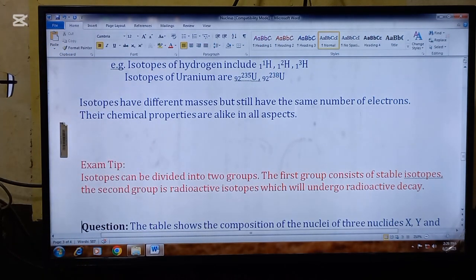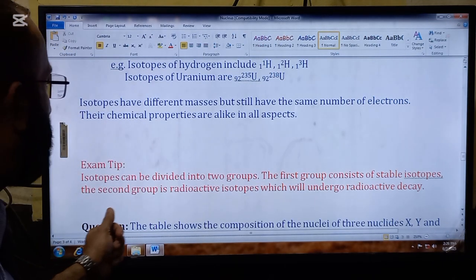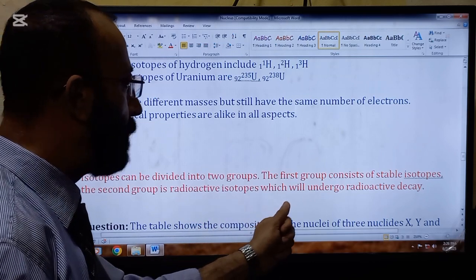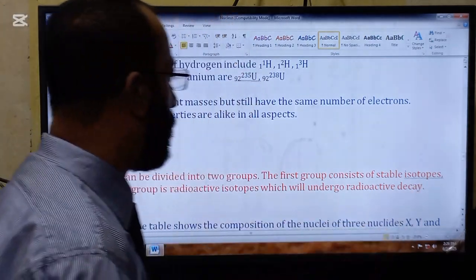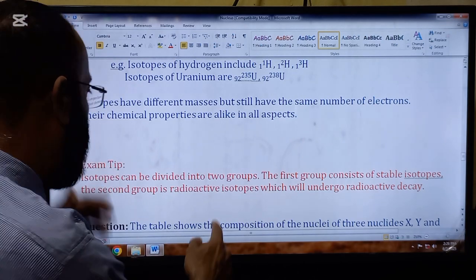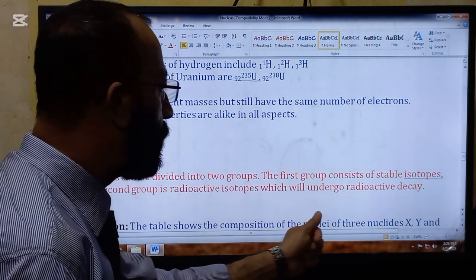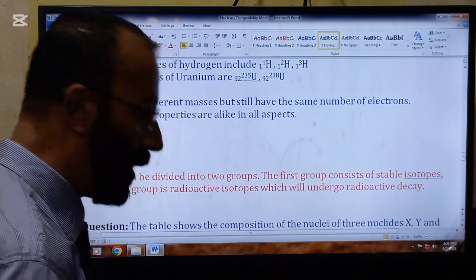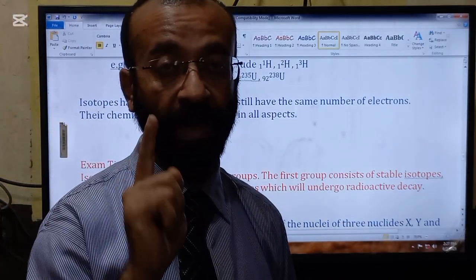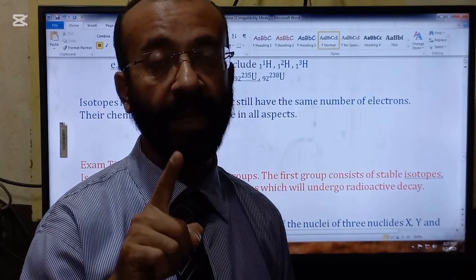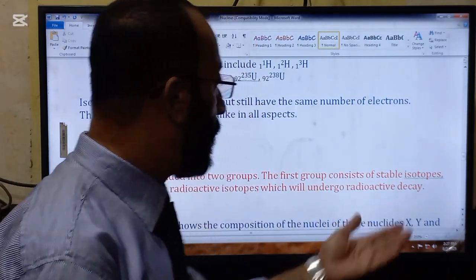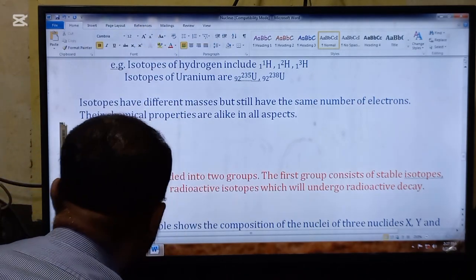Exam tip for you students: isotopes can be divided into 2 groups. The first group consists of stable isotopes. The second group is radioactive isotopes, which will undergo radioactive decay. So remember, there are 2 types of isotopes: one is called stable and the second is called radioactive, which undergoes radioactive decay.